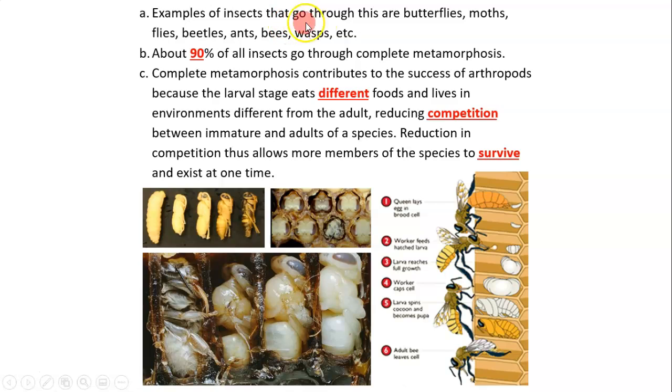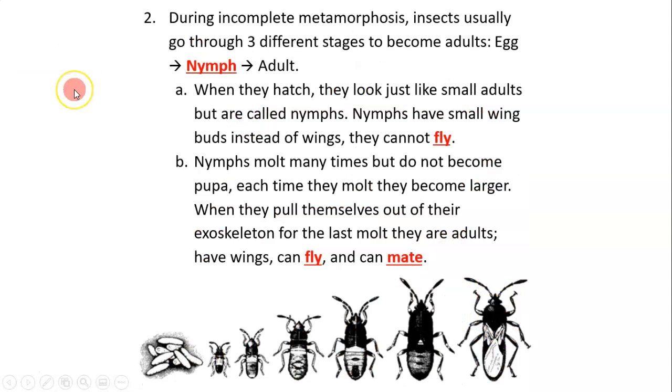Now, examples of insects that go through this are butterflies. So go through this means goes through complete metamorphosis. Butterflies, moths, flies, beetles, ants, bees, wasps. Okay? About 90% of all insects go through complete metamorphosis. So that's the majority. Complete metamorphosis contributes to the success of arthropods because the larval stage eats different foods and lives in environments that are different from the adult.